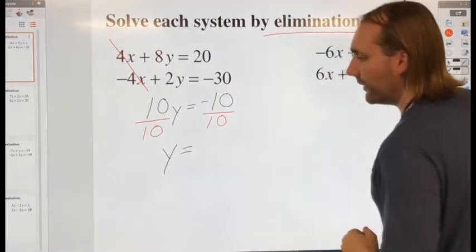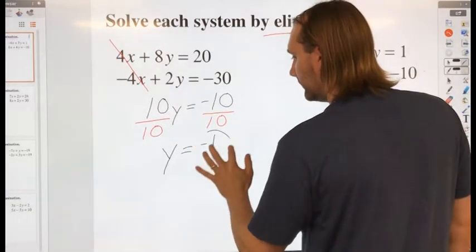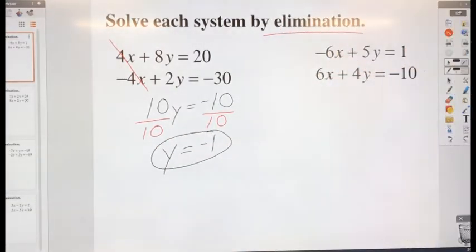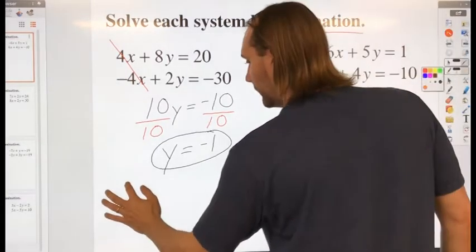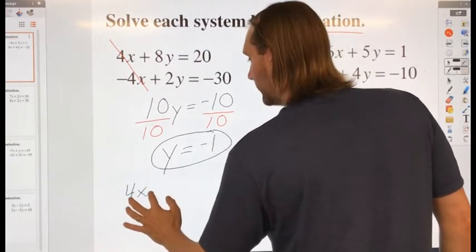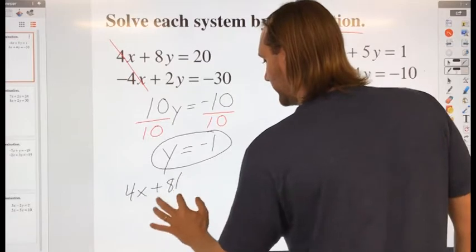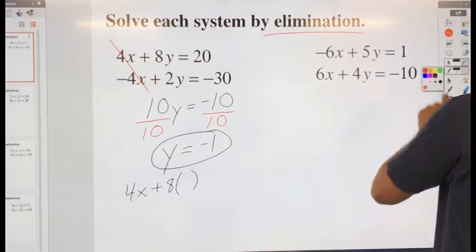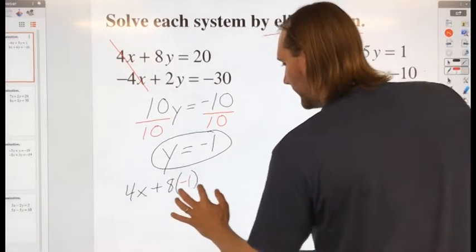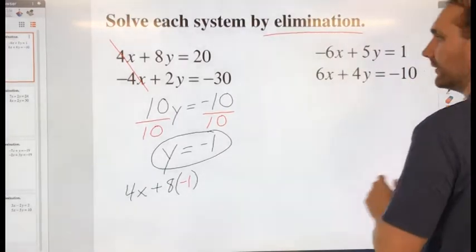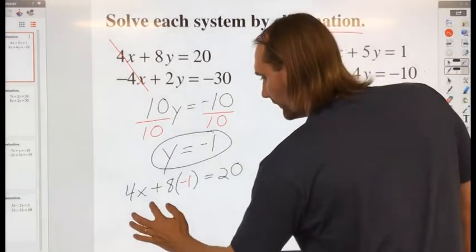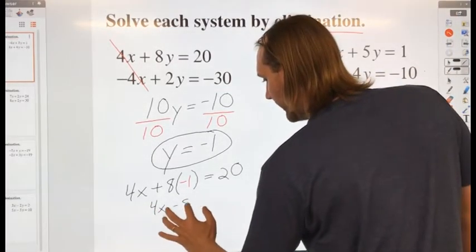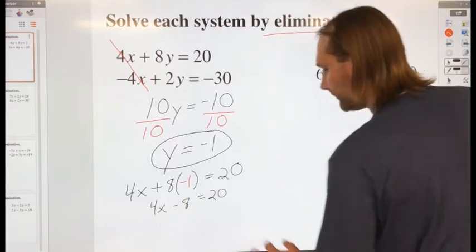Okay. So I get y equals negative 1. That gives me one of the variables, y. How do I find x? You plug in y. So let's see, I have 4x plus, it doesn't matter which one you plug it into, I'm just going to pick the first one. 8 times y, so in this case 8 times negative 1, equals 20, and I need to solve for x. So that's 4x minus 8 equals 20.